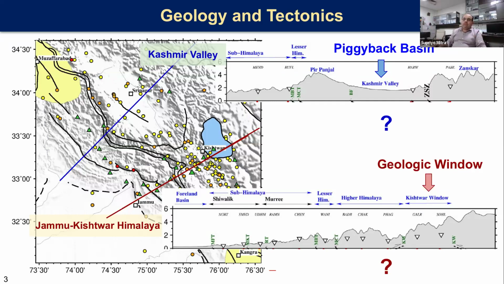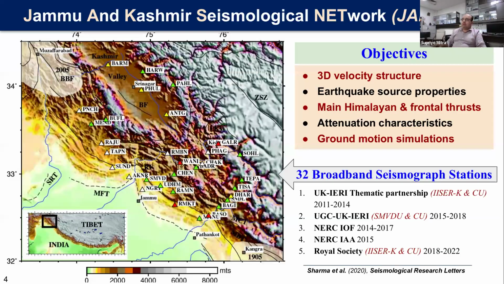With this, we set out an experiment called the Jammu and Kashmir Seismological Network, or JAKNet, which eventually had 32 broadband seismograph stations running in this region, shown on the map as colored triangles. You can ignore the different colors. They are essentially telling you when the stations went in, but eventually there were 32 of them running across this region, funded through various projects.